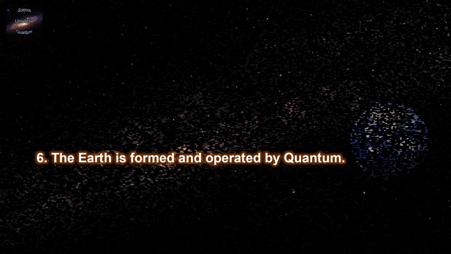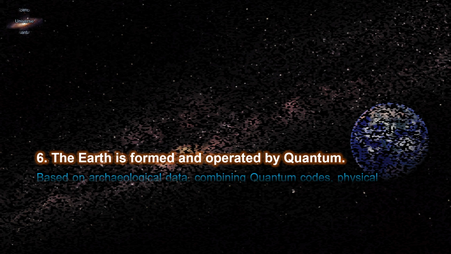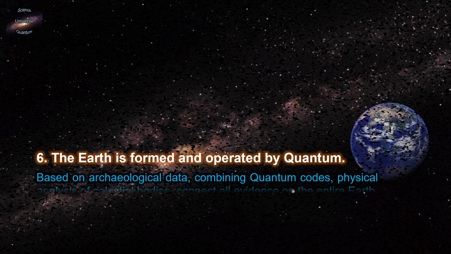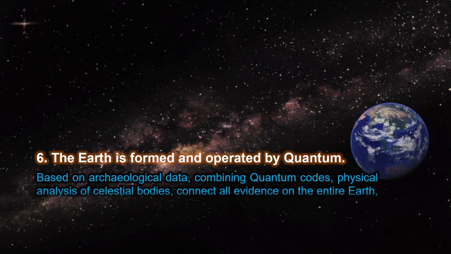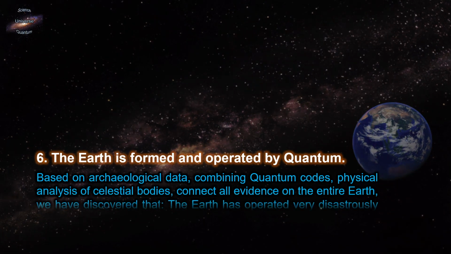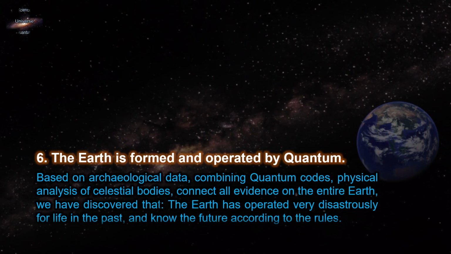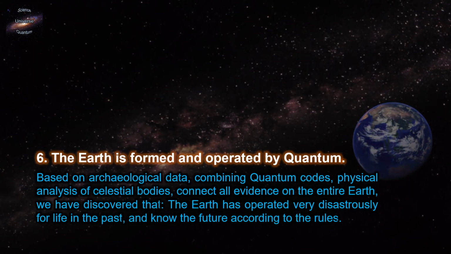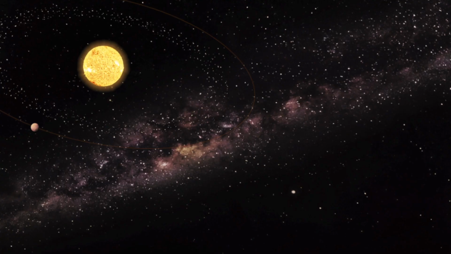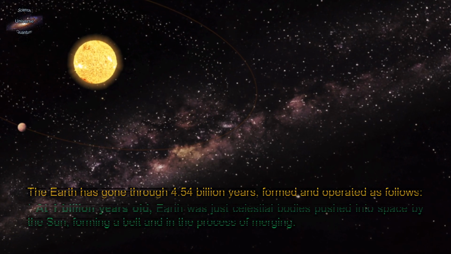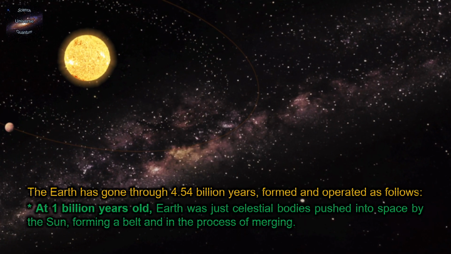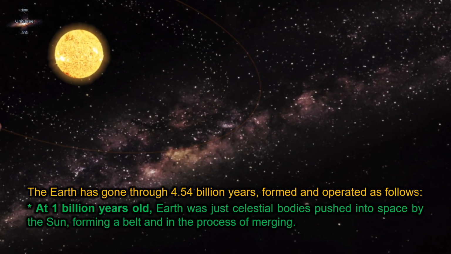6. The Earth is formed and operated by quantum. Based on archaeological data, combining quantum codes, physical analysis of celestial bodies, and connecting all evidence on the entire Earth, we have discovered that the Earth has operated very disastrously for life in the past, and we know the future according to the rules. The Earth has gone through 4.54 billion years, formed and operated as follows.